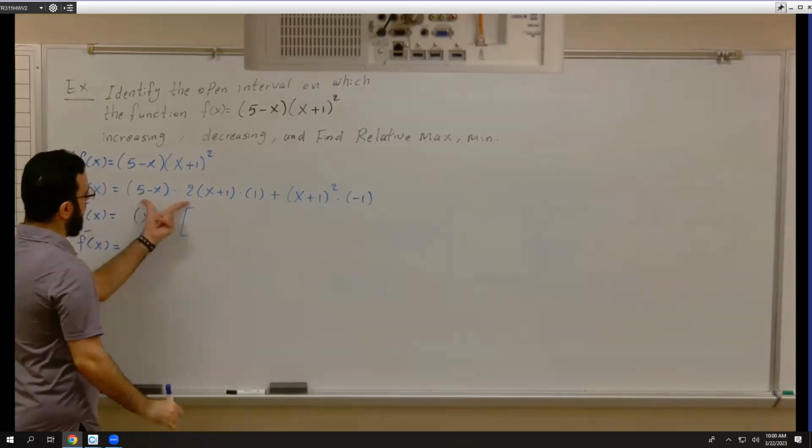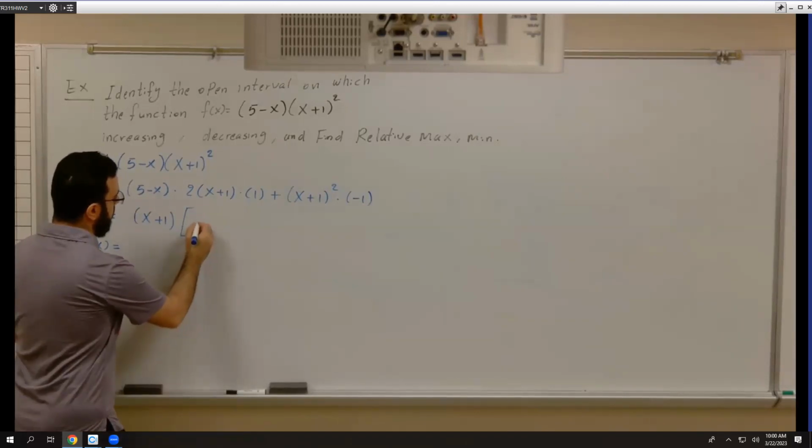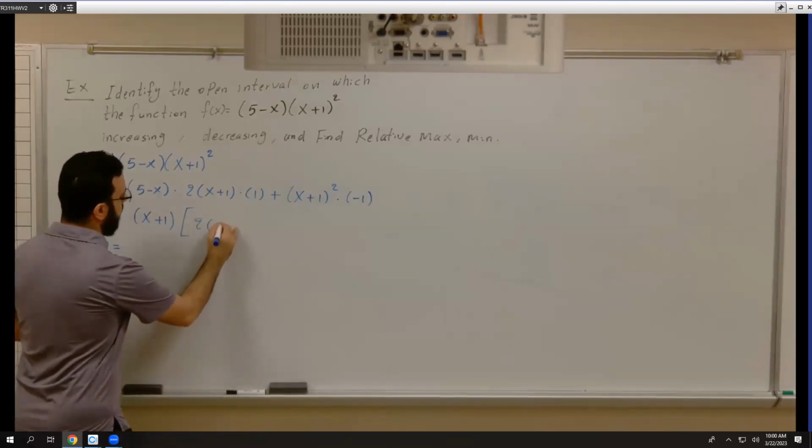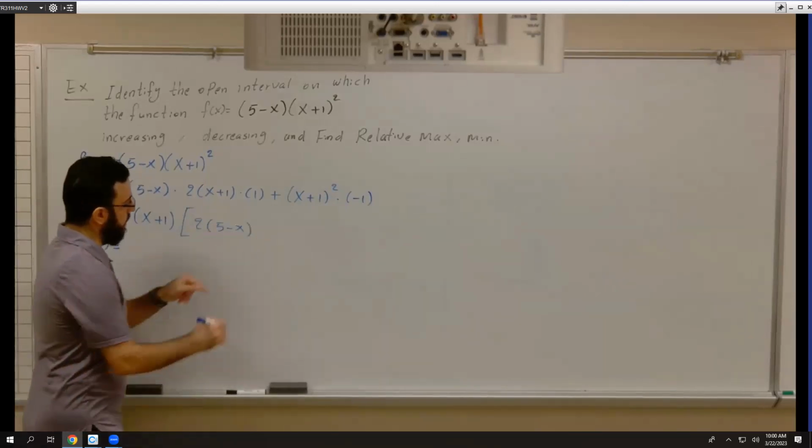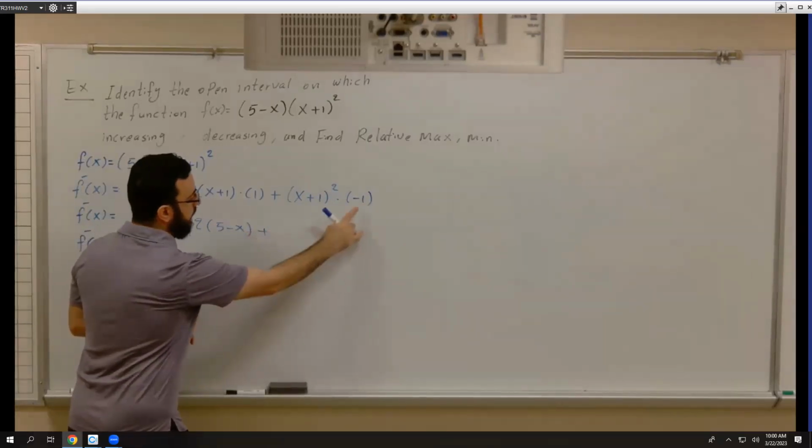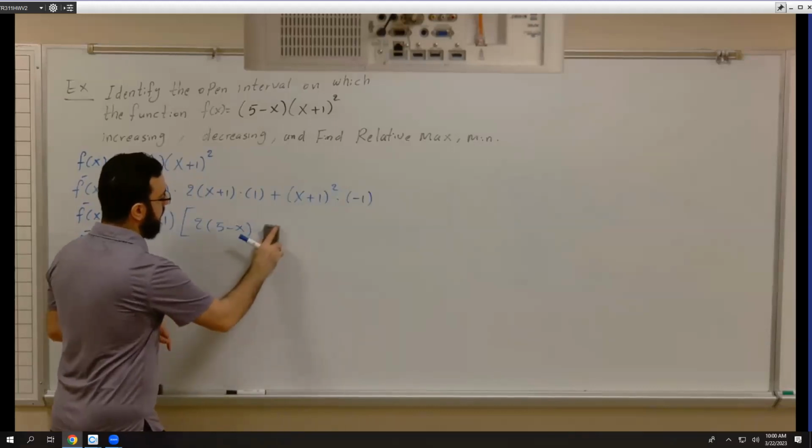What's left? The left on this side is 2 times (5 minus x), plus the left here is negative. That means here is negative, and just x plus 1.